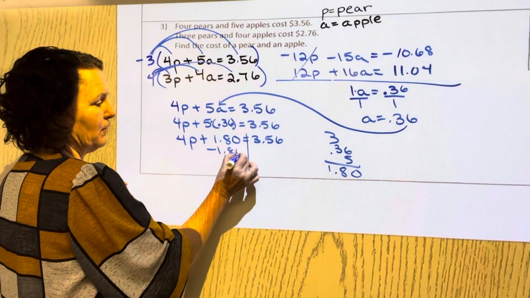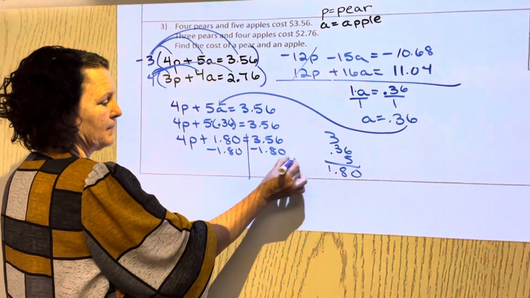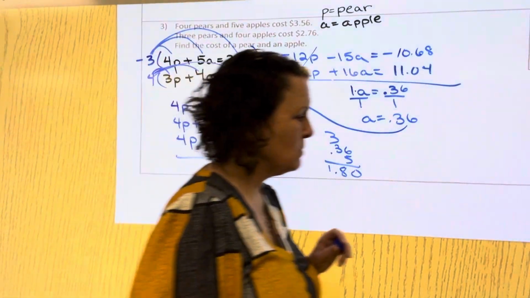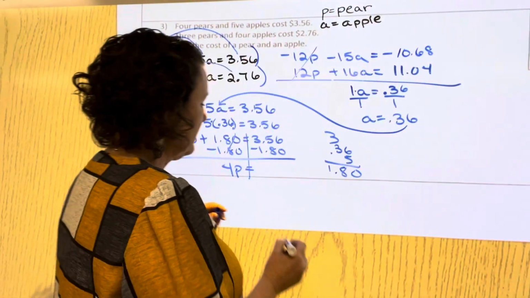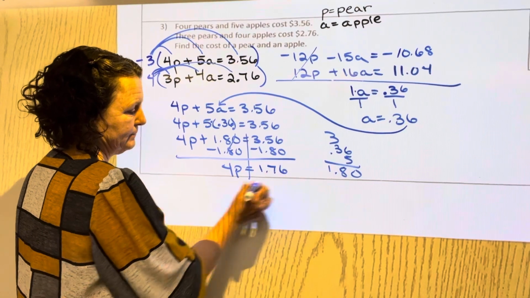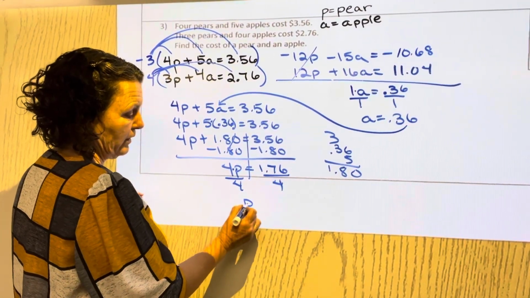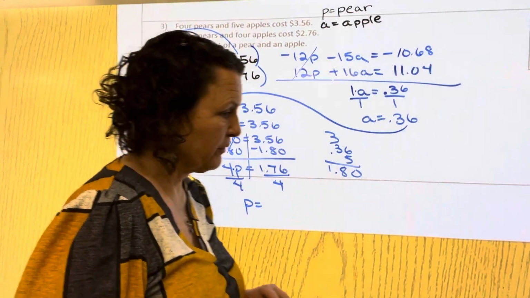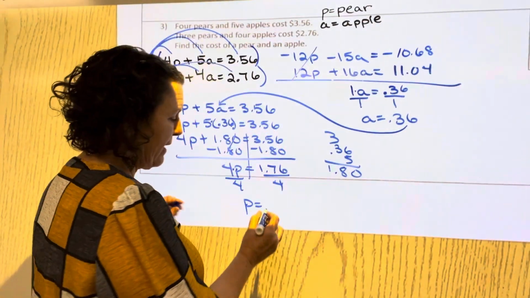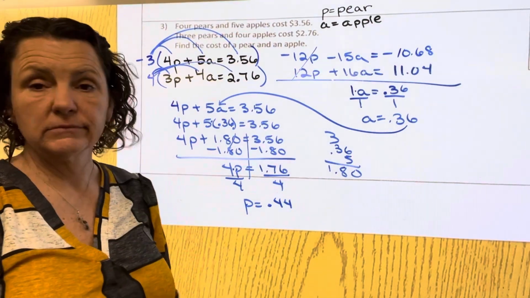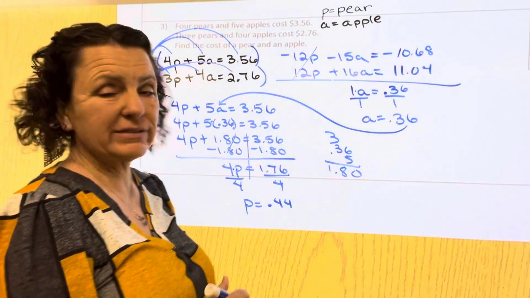Minus $1.80 from both sides. And 4P will equal $1.76. The opposite of multiply is to divide. Whatever we do to one side, we surely do it to the other. And a single pear will be 44 cents. That's not too bad. 44-cent pear.